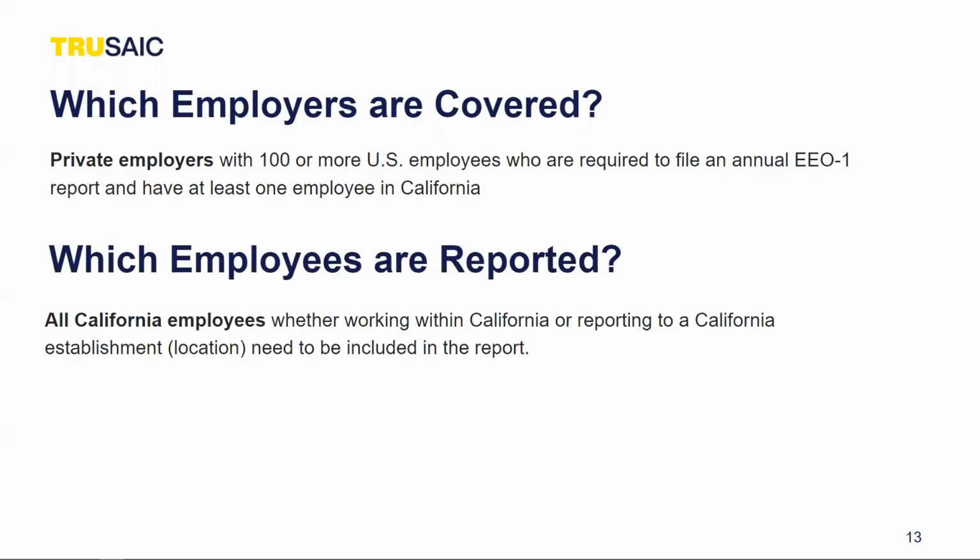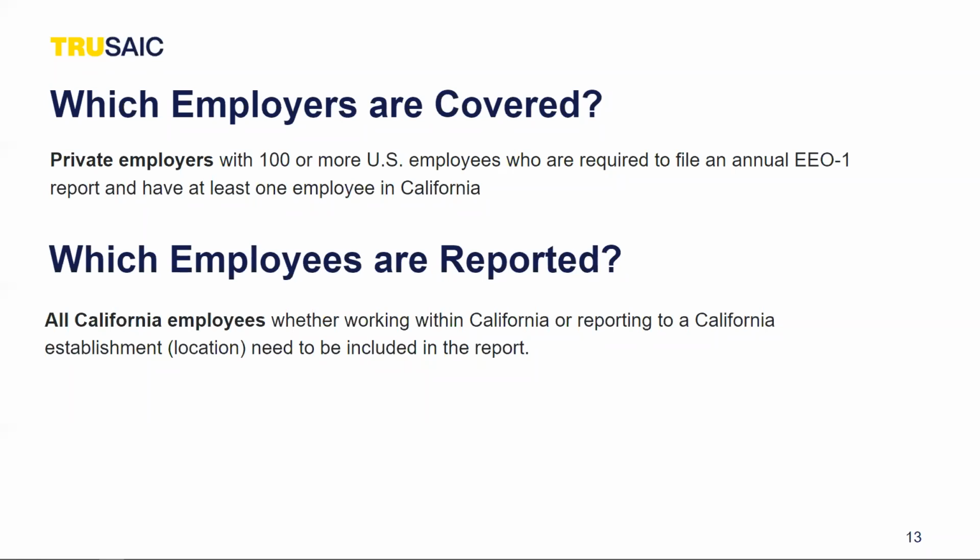So we just covered when the data is due to be reported and what flexibility there is. Which employers are covered? That's the key question. The answer is private employers with 100 or more US employees who are also required to file an annual EEO-1 report with the EEOC and have at least 1 employee in California. Similarly, if you are an employer in that category, which employees are you required to report to California? Well, all California employees, whether they're working within California or reporting to a California establishment, i.e. location, they all need to be included in the report.